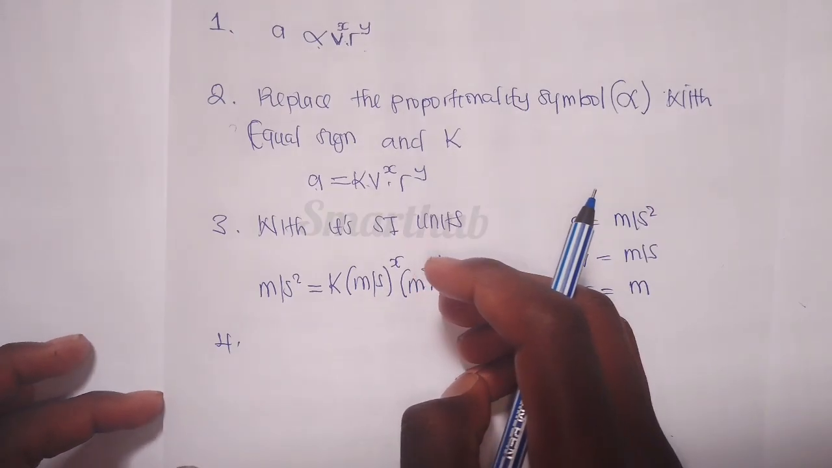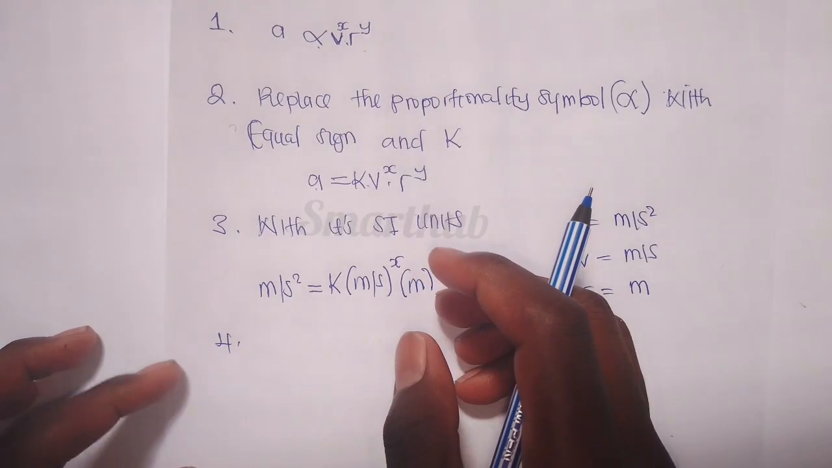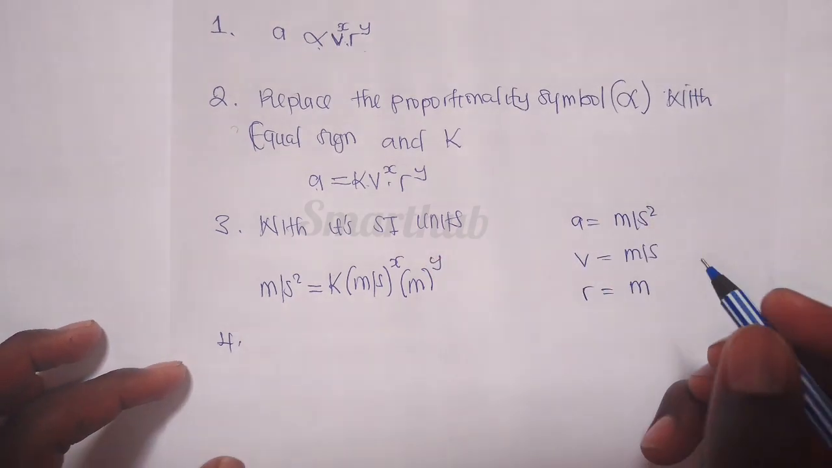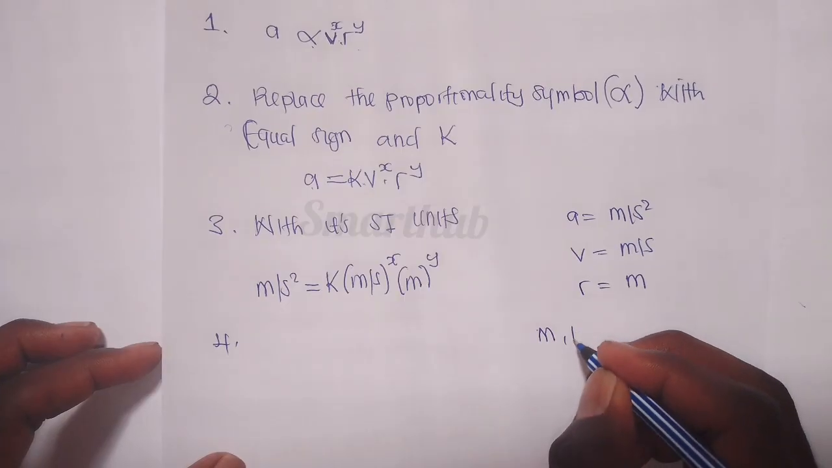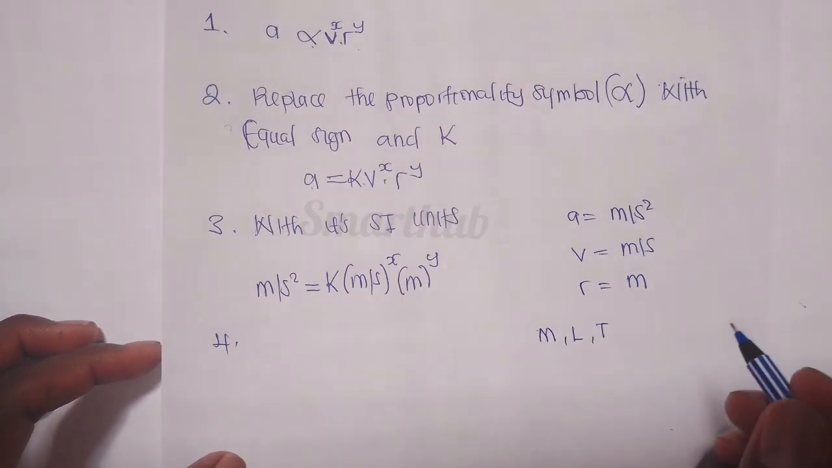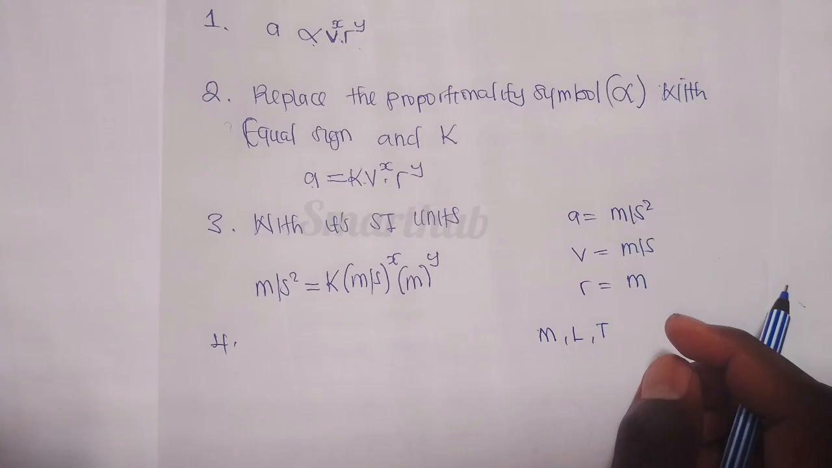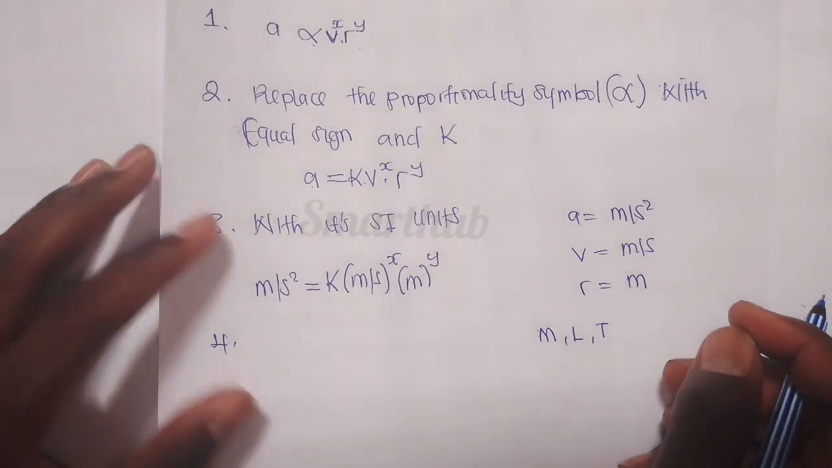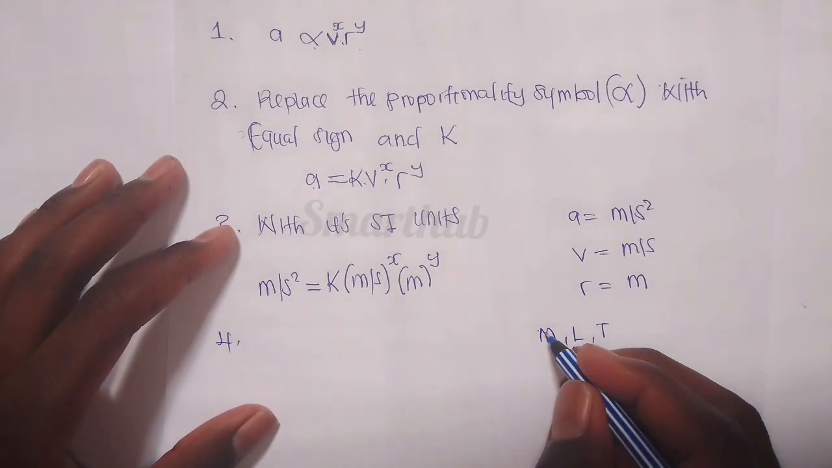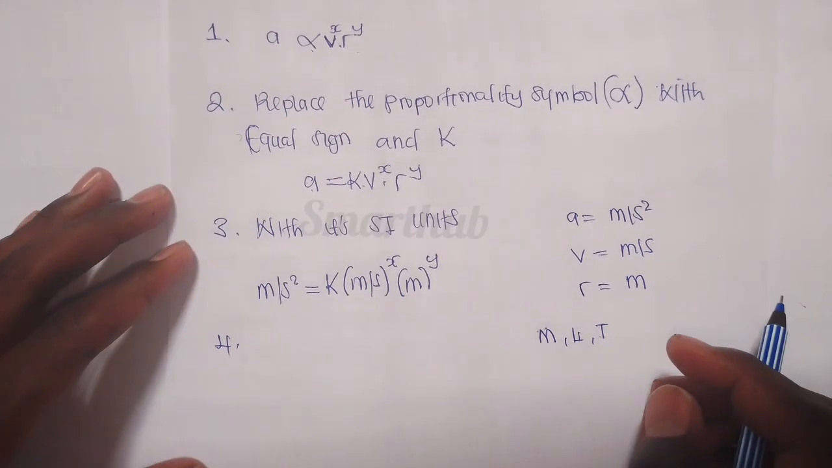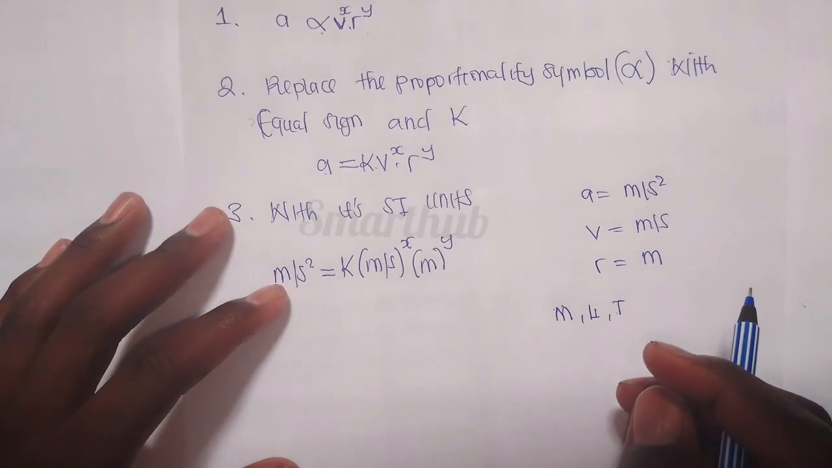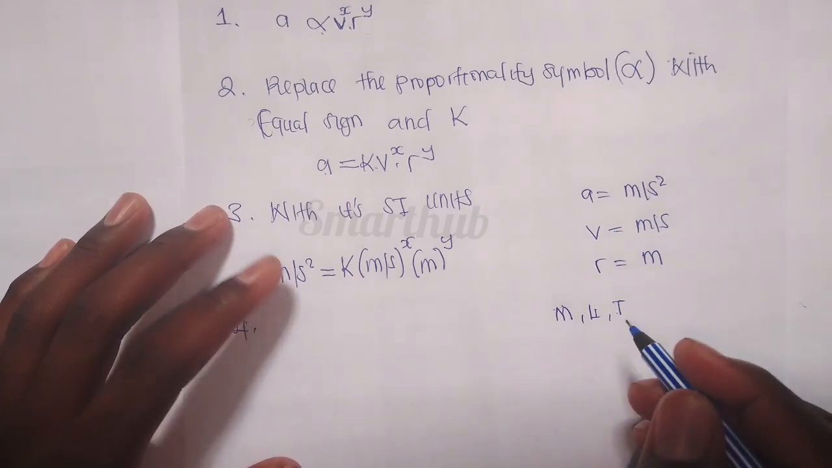Remember we talked about the dimensions. We talked about mass, length, and time. Okay, so now step number 4 is about putting the appropriate dimensions for each unit. So we said this is mass, this is length, and this is time. Okay, so here we have meters. Meters, we're talking about length.